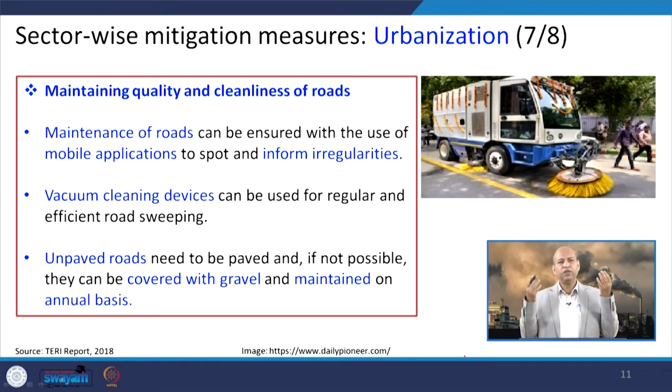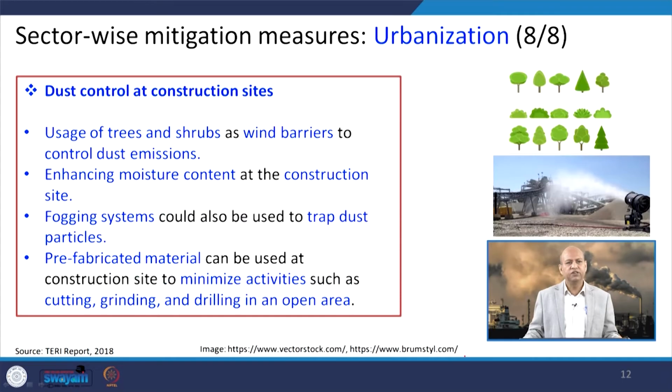We can have better mechanisms. Nowadays vacuum cleaning devices are there which can be used, and several cities are using these kinds of devices. Unpaved roads need to be paved, because otherwise resuspension of dust occurs. We can cover them with gravel or maintain them on an annual basis, so that dust pollution is significantly reduced.